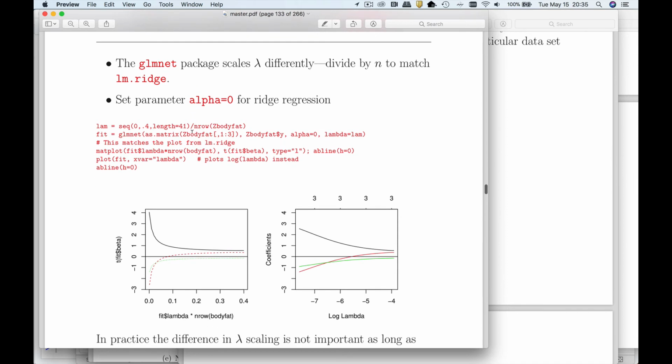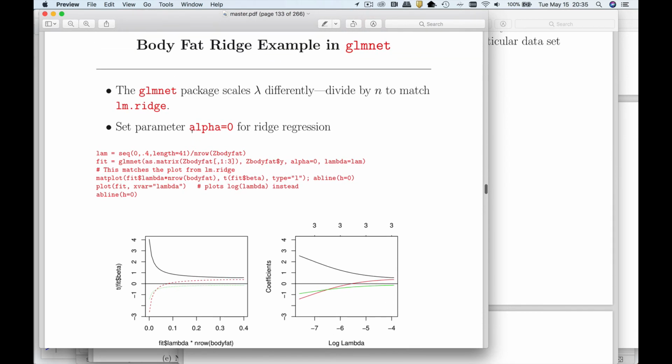So glmnet does a lot more than lm.ridge. It's going to be used for the lasso and other methods. What you have to remember is that if you want a ridge regression, you need to set another parameter called alpha equal to 0. Let's not get into what alpha is right now. Just remember, alpha equal to 0 means ridge regression.